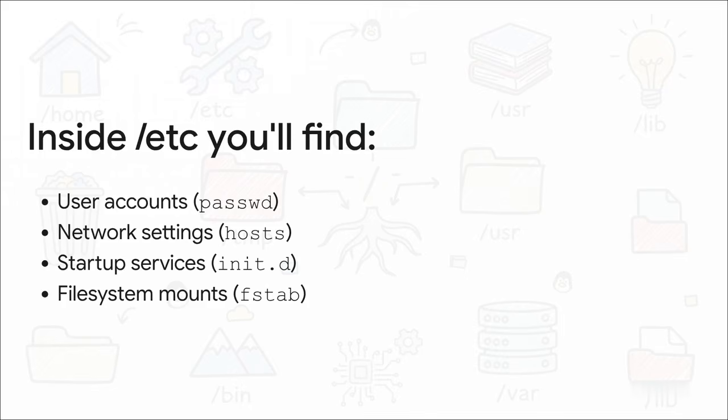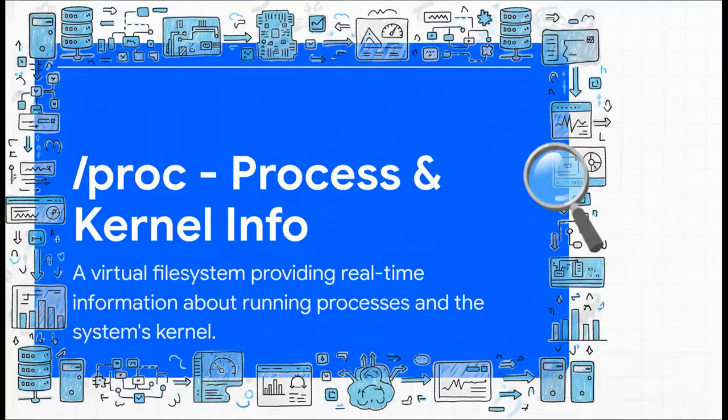A tiny change to a file inside /etc can completely change how your entire system works. It's powerful stuff. Now for something really unique, the proc directory. This isn't a real directory with files on your disk. Nope, it's a virtual file system that the system creates in memory. It gives you a live window into the kernel and all the processes that are running. It's like having a real-time diagnostic dashboard for your whole system.